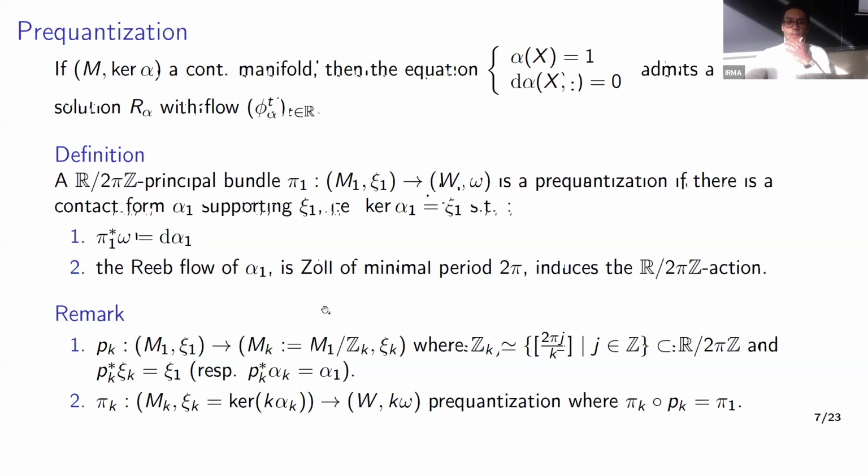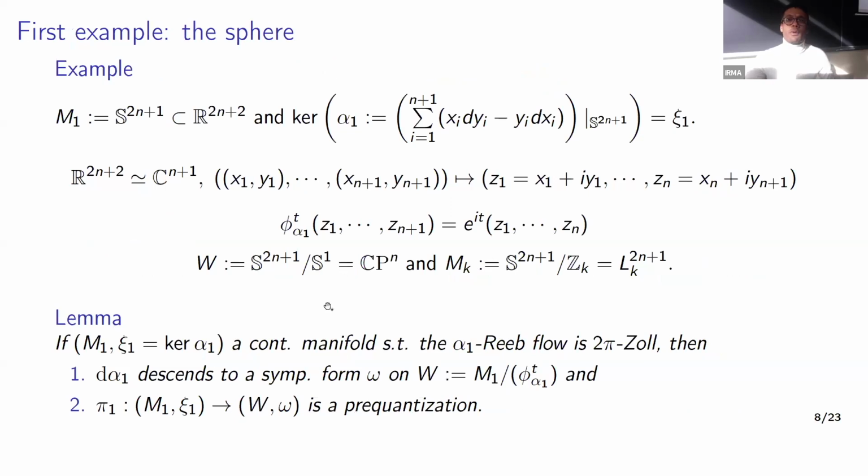Okay. So if you have no question, I move to the first example of prequantization. That will be also important for our theorem, because the theorem will hold for this kind of prequantization. So if you start with the standard contact sphere in R to the 2n plus 2. So what is the standard contact sphere? It's the sphere endowed with the distribution given by the kernel of the, let's say, radial one-form on R to the 2n plus 2, which is given by this formula.